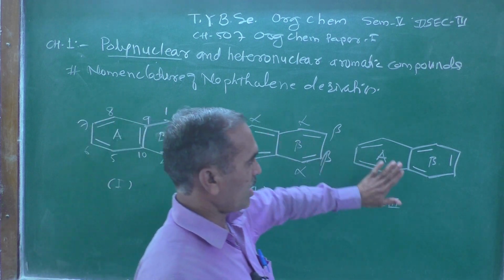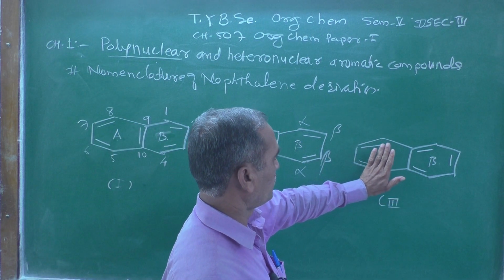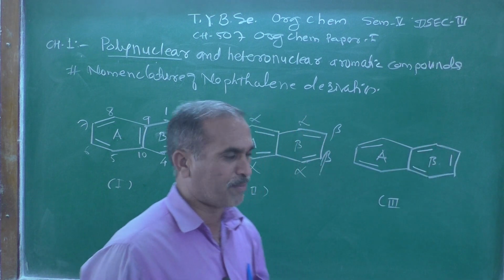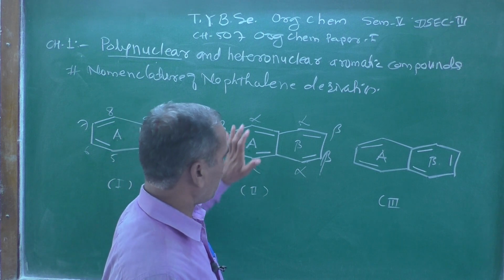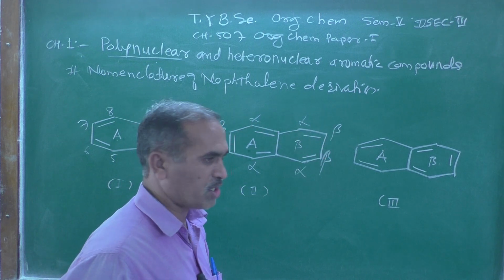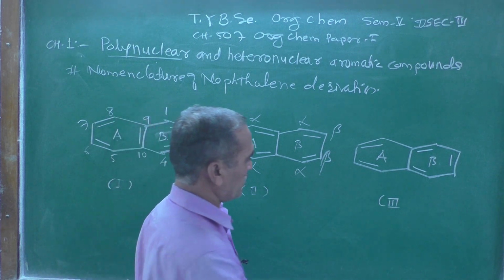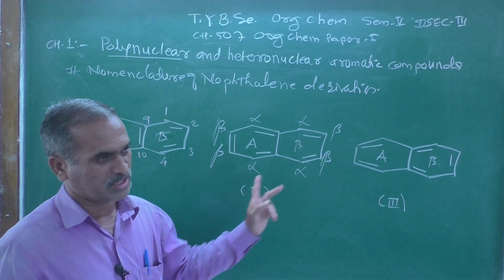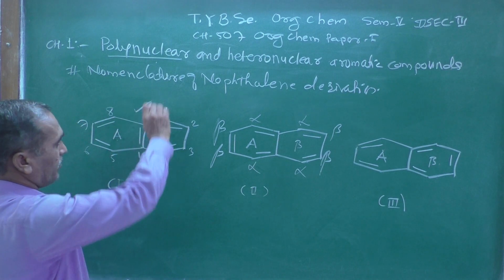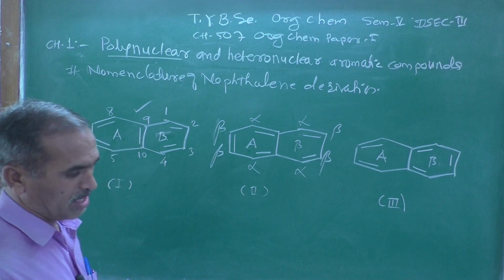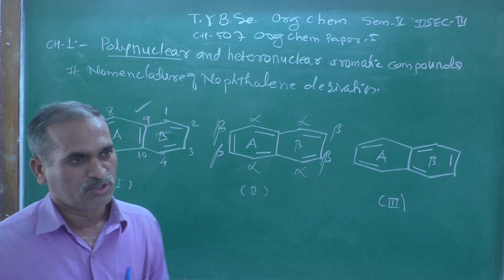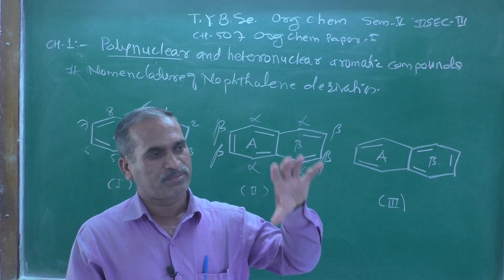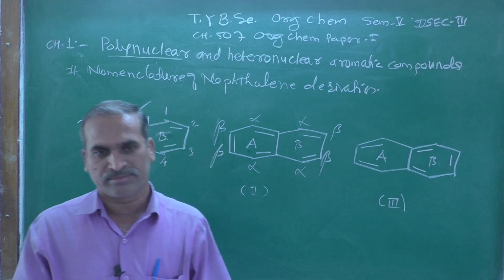Same thing in the case of the third structure. Here the A ring is non-aromatic, whereas the B ring is aromatic. In structure second, the A ring is aromatic and the B ring is non-aromatic. So that's the difference you can clearly observe in those structures. So generally, this is the structure which fulfills all the criteria of aromatic character.